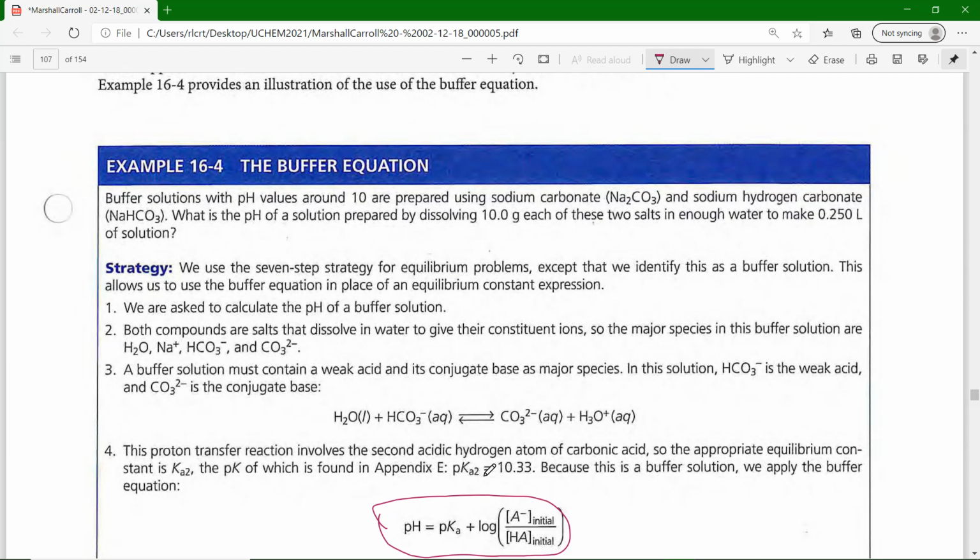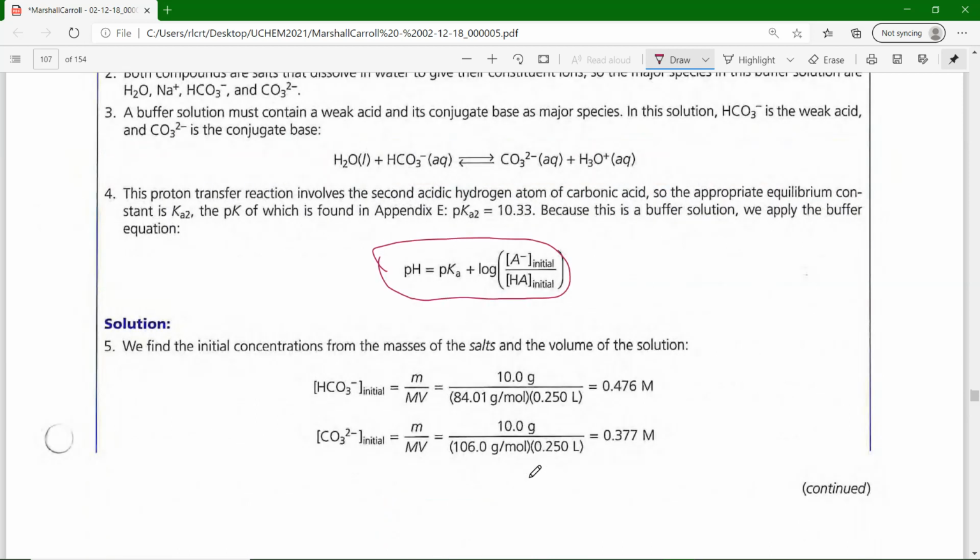This proton transfer reaction involves the second acidic hydrogen of carbonic acid. So the appropriate equilibrium constant is Ka2, which is the second ionization. And so pKa can be found in the appendix, unless you've had your appendix removed. So it's 10.33. I'll never tire of that joke. So 10.33 plus the log of the concentration of A minus over HA.